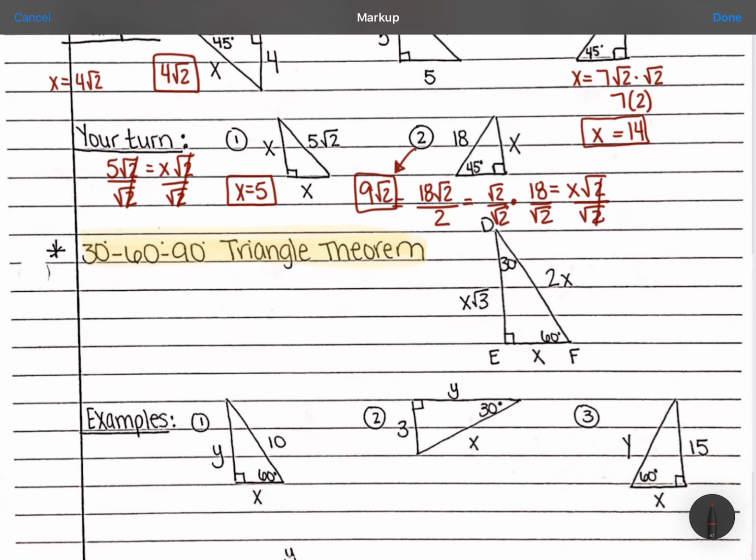The second type of triangle is the 30, 60, 90 triangle. Again, you have to have one of the angles, either the 30 or the 60 degree, marked. If it's not marked, then you cannot assume it's a 30, 60 degree triangle.